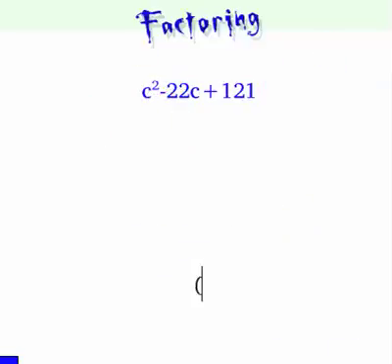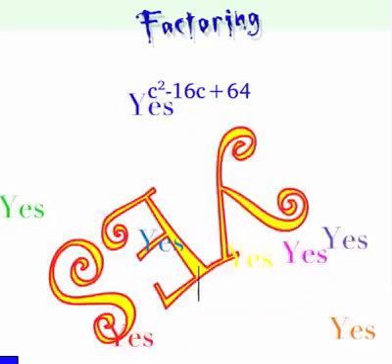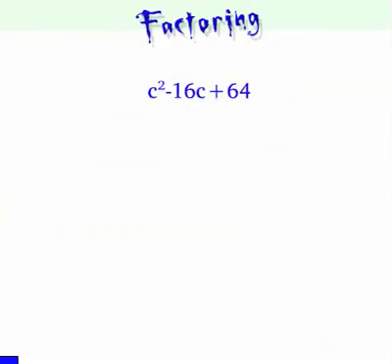So it's the same thing. The middle term is negative, so we're going to take the square root of c squared, which is c. The square root of 121, yeah, it's the same question. Minus 11 to the power of 2. Okay, very similar question again. So we have c minus the square root of 64, which is 8, to the power of 2.